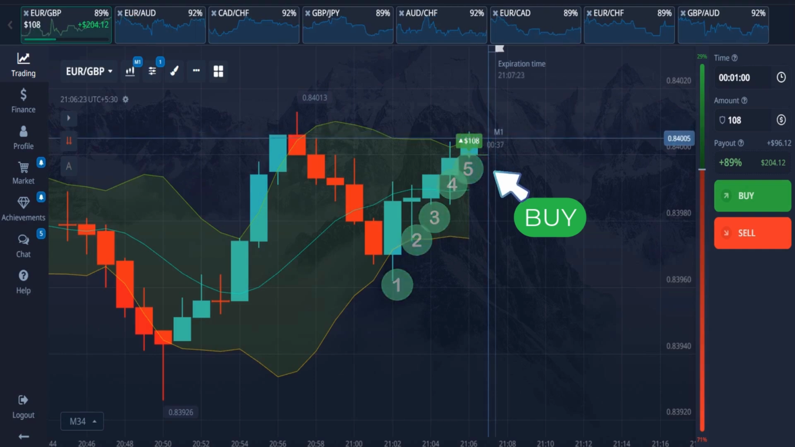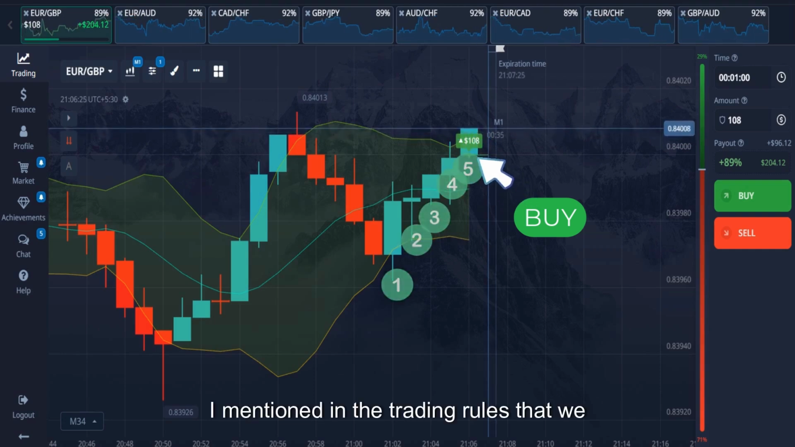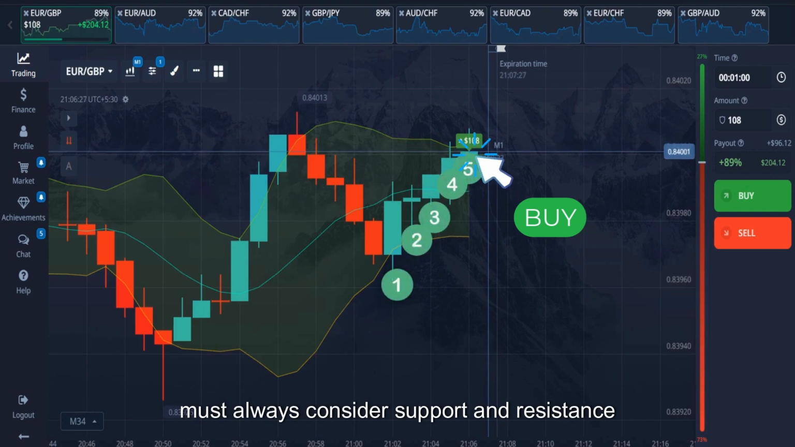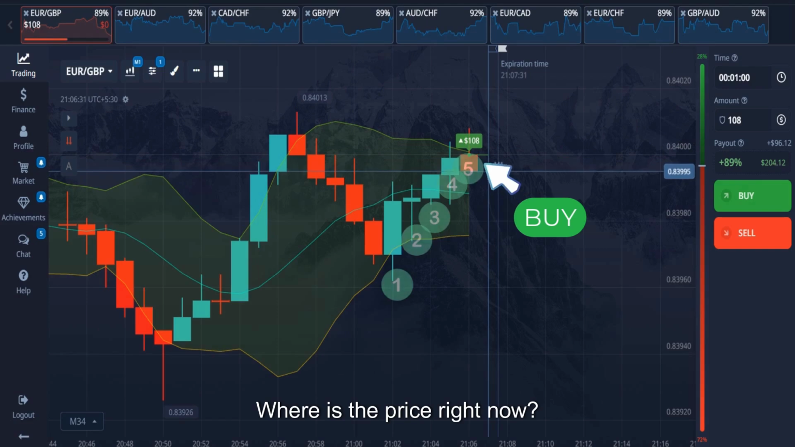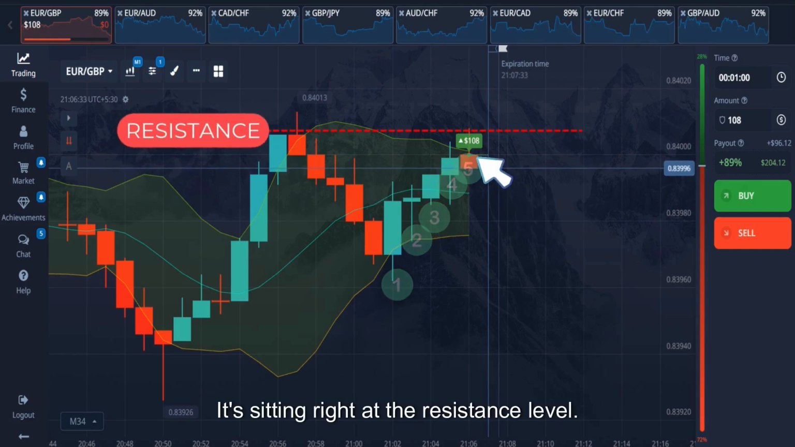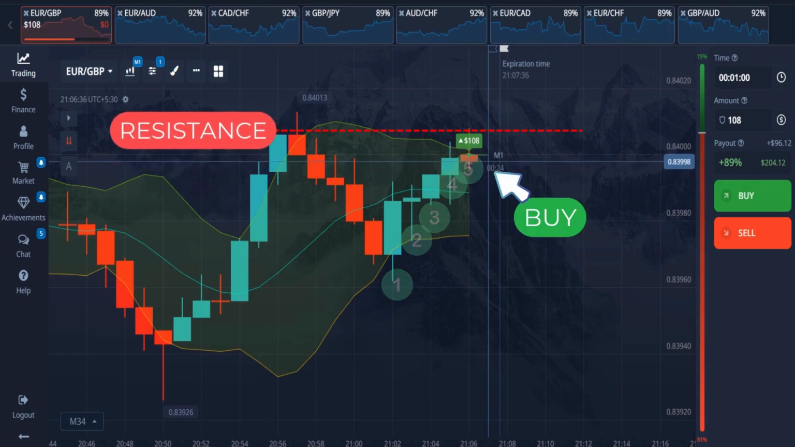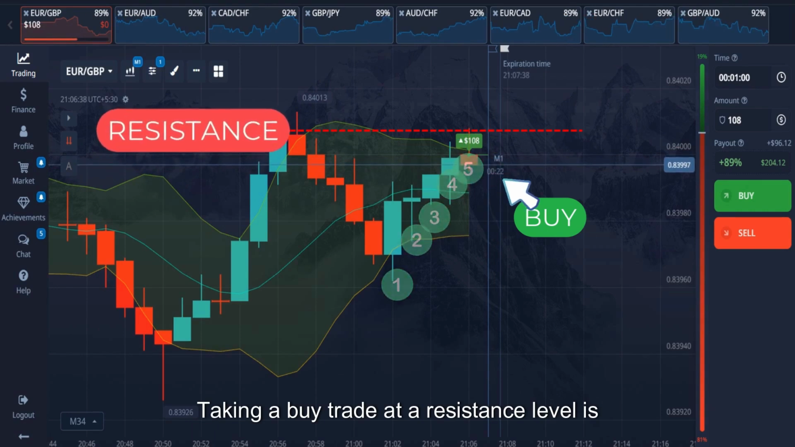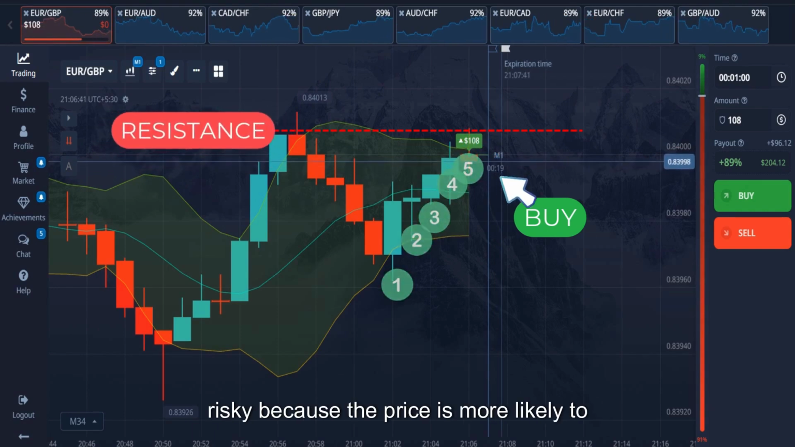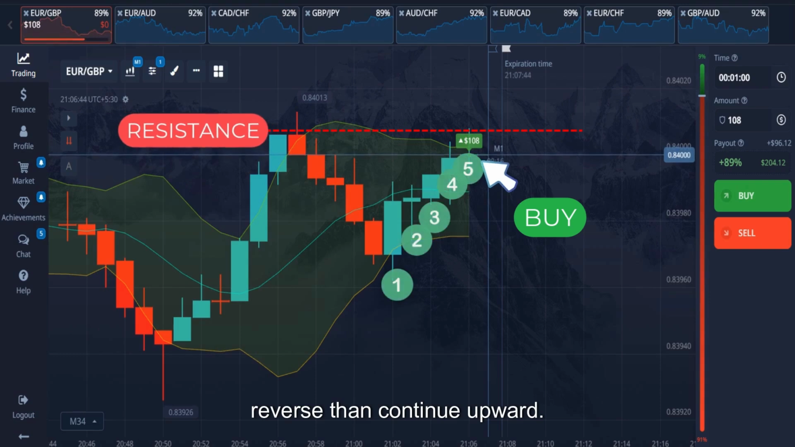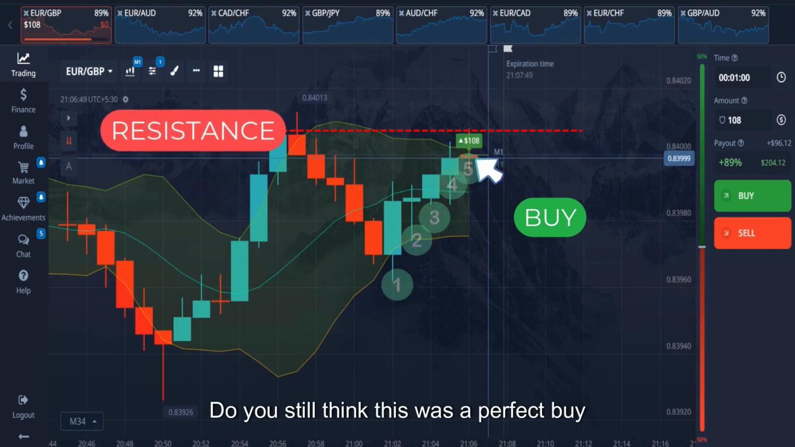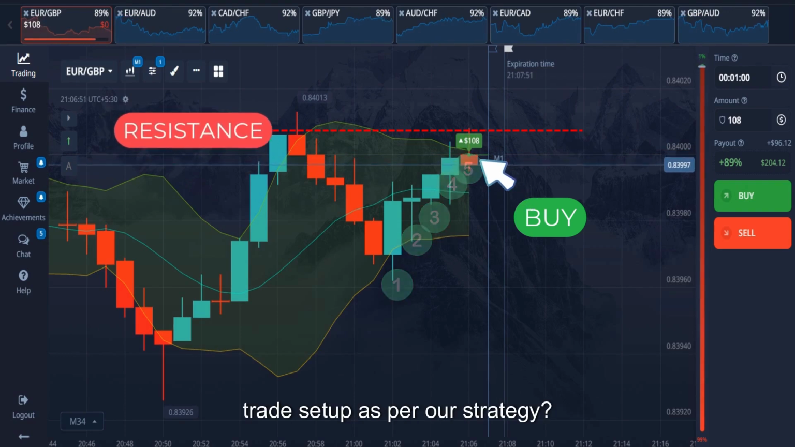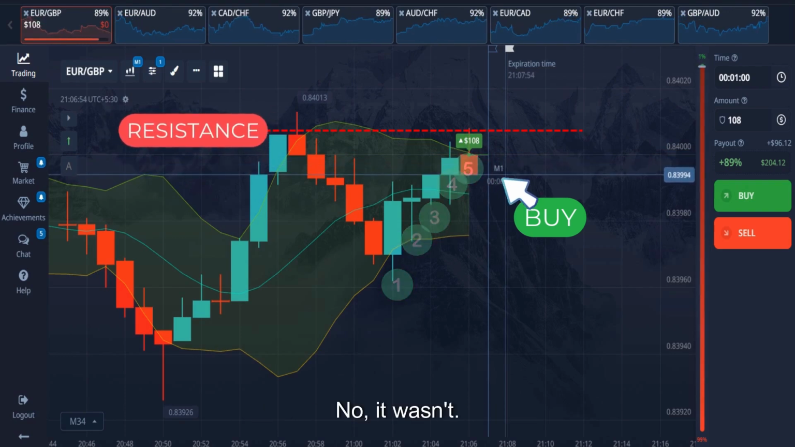Here's why. I mentioned in the trading rules that we must always consider support and resistance levels. Now, look closely. Where is the price right now? It's sitting right at the resistance level. Taking a buy trade at a resistance level is risky because the price is more likely to reverse than continue upward. So, let me ask you again, do you still think this was a perfect buy trade setup as per our strategy? No, it wasn't.